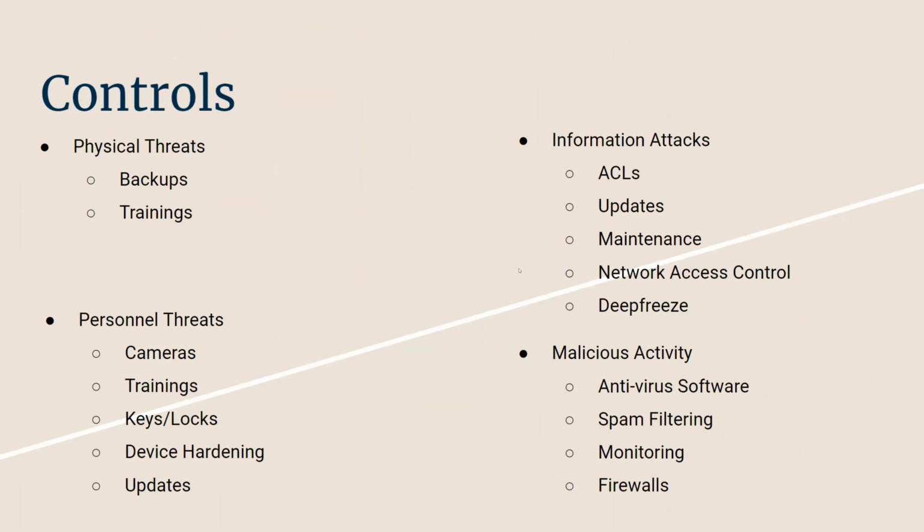So here is a more detailed slide of our controls. We split up into the four categories again and talk about each control. For physical threats, we have backups and trainings. For information attacks, we have ACLs, updates, maintenance, network access control, and deep freeze. For personnel threats, cameras, trainings, keys, locks, device hardening, and updates. And for malicious activity, antivirus software, spam filtering, monitoring, and firewalls.